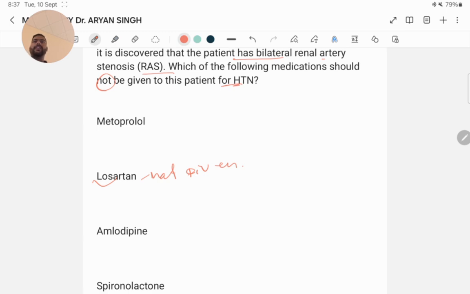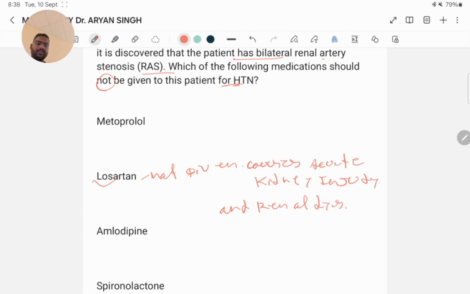Angiotensin converting enzyme inhibitor and angiotensin 2 receptor blocker (ARB) are contraindicated in patients with bilateral RAS, renal artery stenosis, due to their potential to exacerbate renal dysfunction and cause acute kidney injury. Causes acute kidney injury and renal dysfunction. Next question.